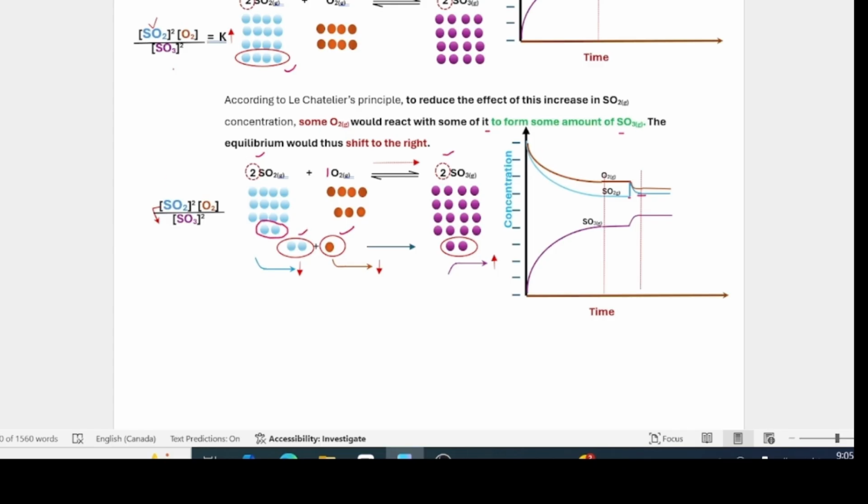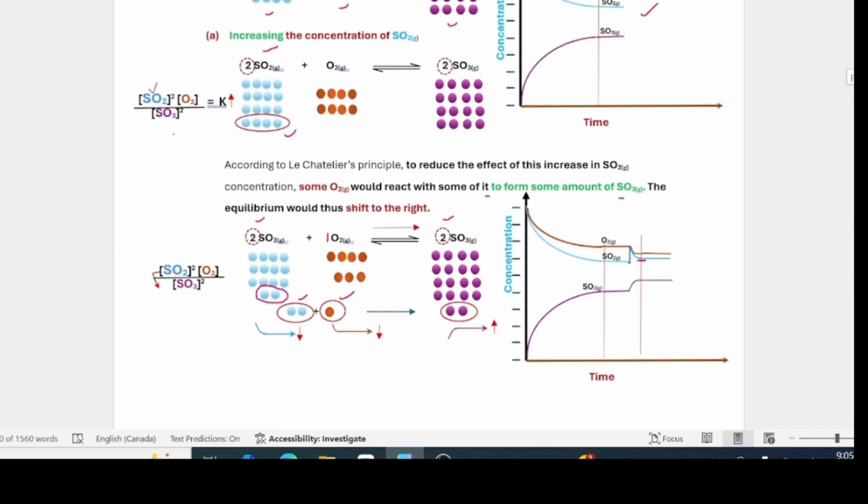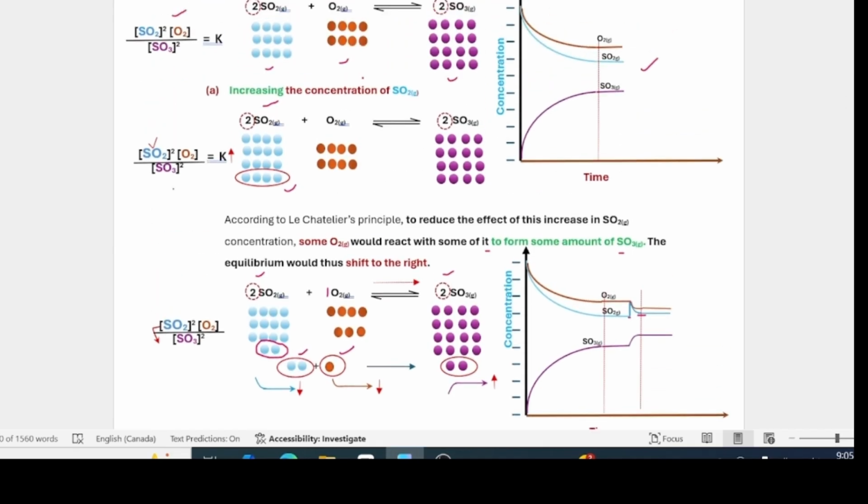So let me go back and show you what was the original concentration. That was the original concentration. That was a new concentration. But we have only removed a part of that. So the concentration of sulfur dioxide still remains somewhat higher than its original concentration.